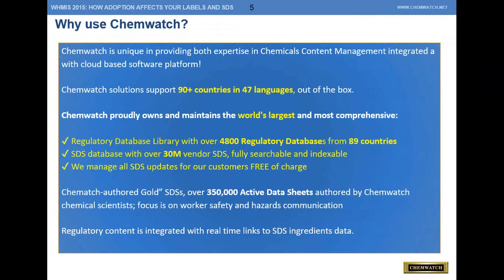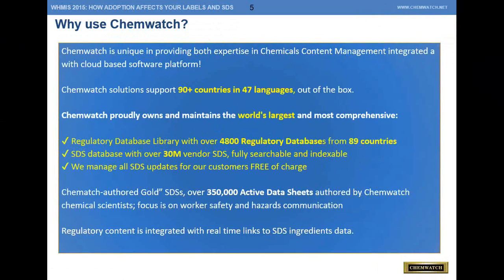So why use us? We're unique. We provide both expertise in content management along with chemical scientist expertise in-house, along with a cloud-based software application. Our solutions cover over 90 countries and 47 languages, and that's a standard offering out of the box. We maintain and own the world's largest and most comprehensive regulatory database library, currently over 4,800 regulatory databases or lists from 89 countries. Our SDS database currently has over 30 million vendor SDS, fully searchable and indexable on about 10 to 20 data points, commonly searchable.